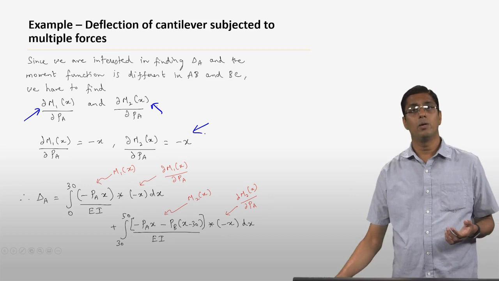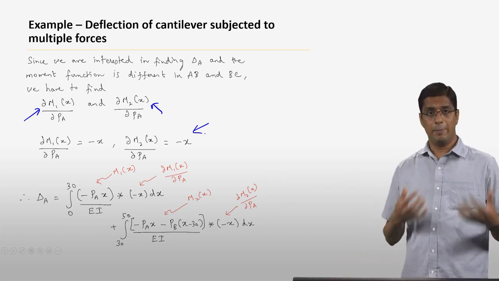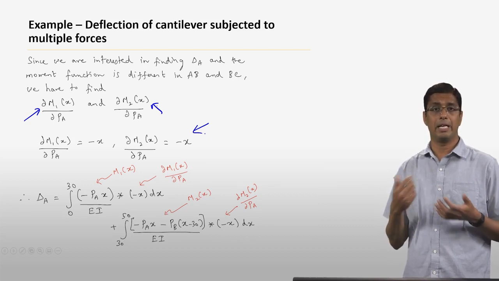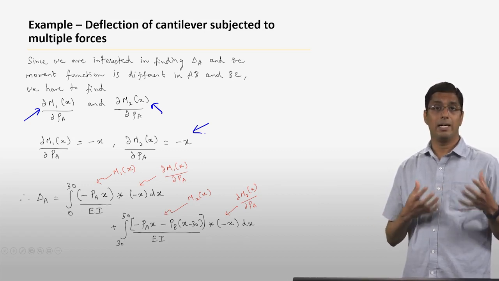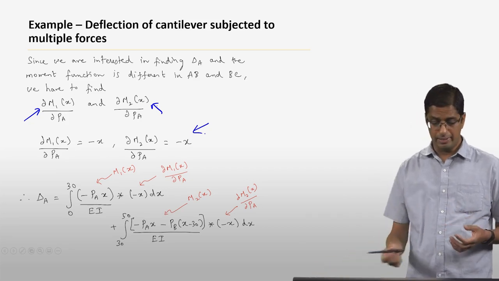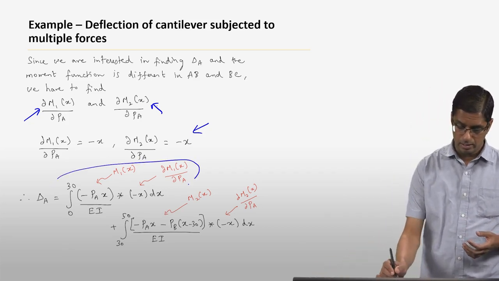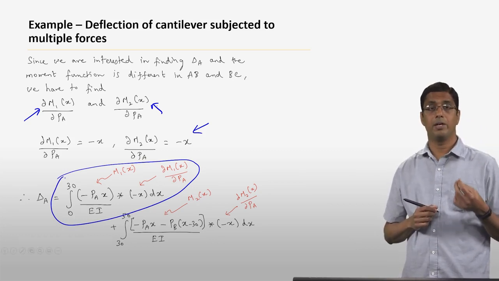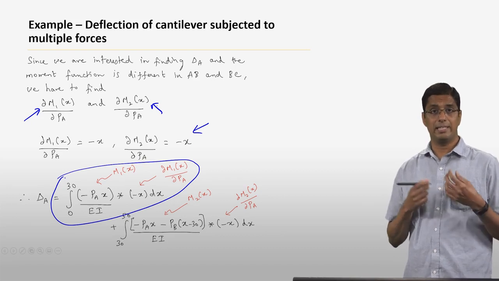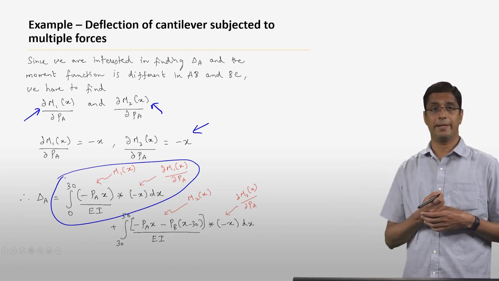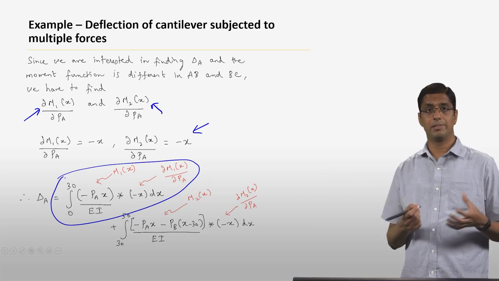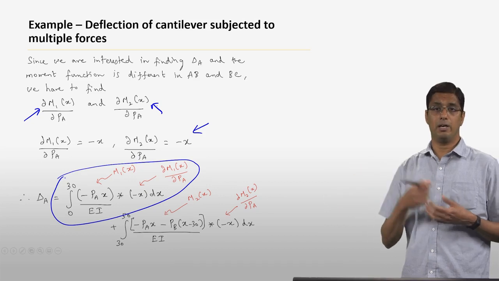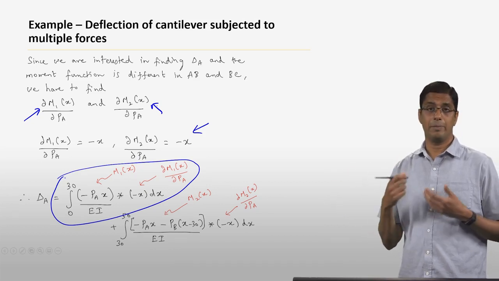Okay. So then all you have to do is apply these particular equations that you have got for del M1 by del PA and del M2 by del PA, and then substitute into the integral. So again, if you look at this integral here, the first term is M1 of x divided by EI, and the second term is del M1 of x by del PA. For the second integral, the first term is M2 of x by EI, the second term is del M2 of x divided by del PA, or del M2 by del PA.